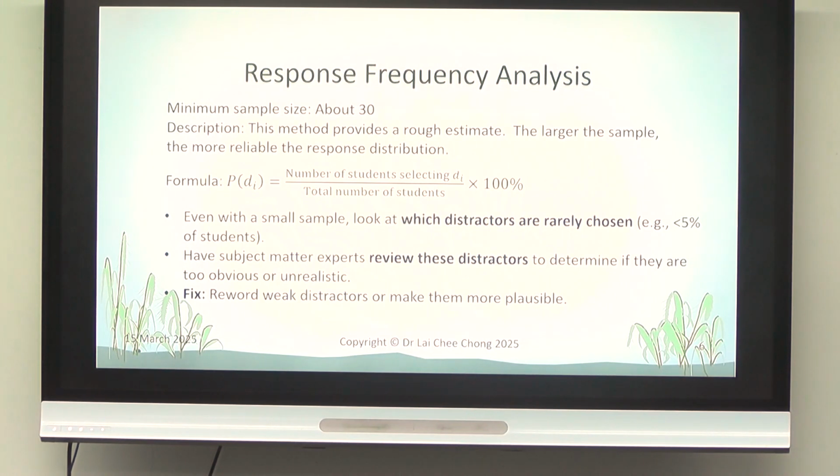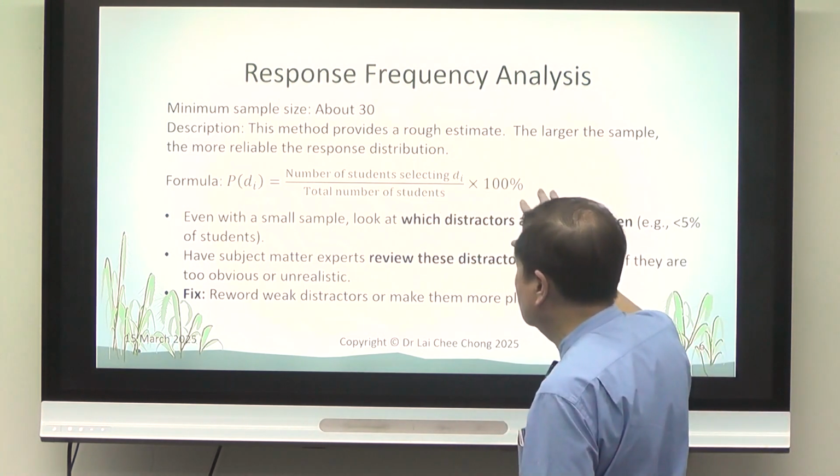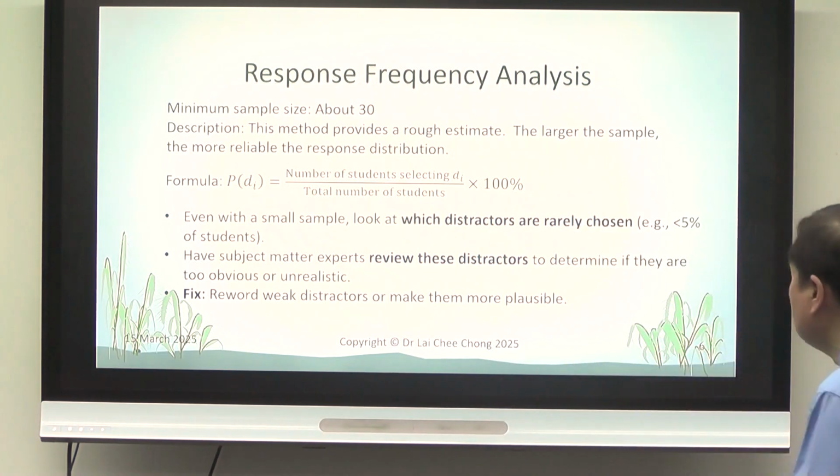So I'll take one, okay? Let's say I will see how many students choose option A for the very matter, divided by the number of students, times 100%. And that's how you do it. It's quite a simple way of doing it, okay?